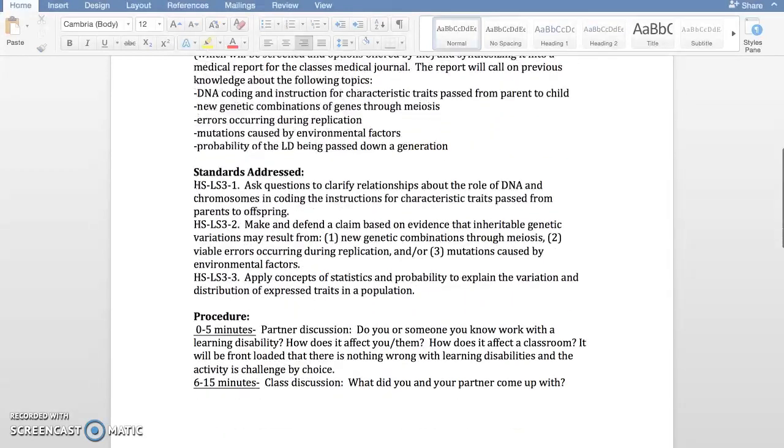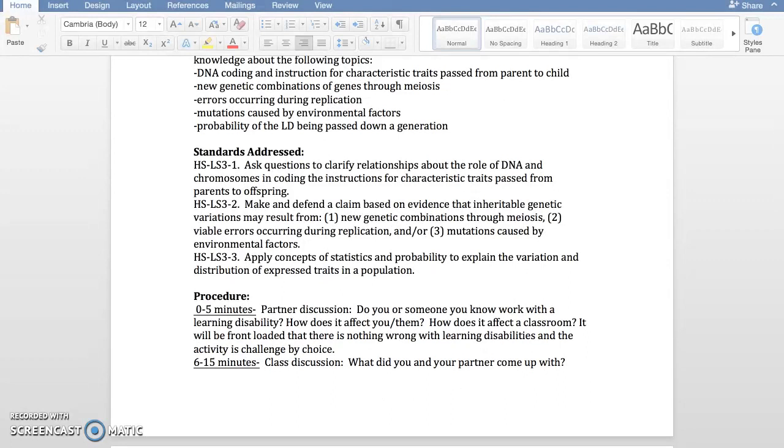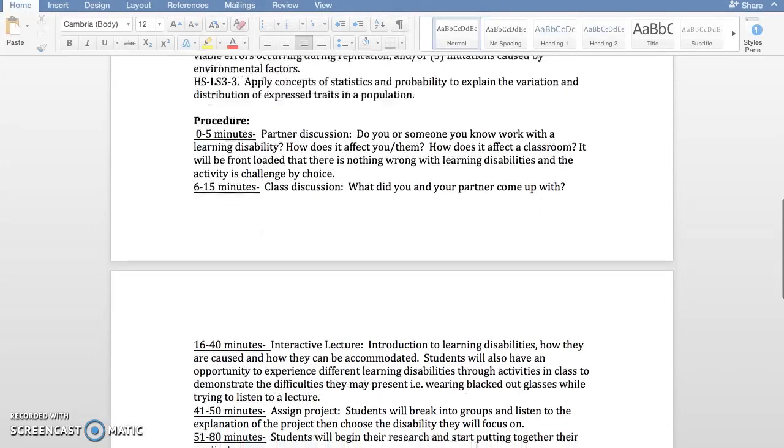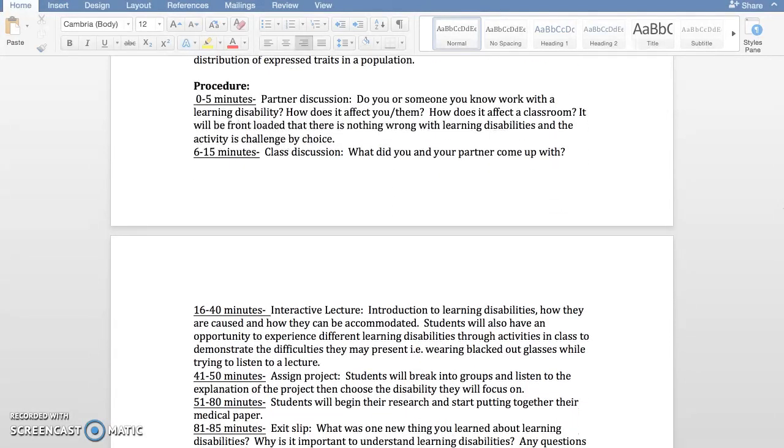So there's three standards that are being addressed. They're the three standards in the genetics unit of the Next Generation Science Standards. I'm not going to read them all to you, but my procedure will start out with a partner discussion. Students will come in, sit down, and will be posed with a couple questions. Do you or someone you know work with a learning disability? How does it affect you or them? How does it affect a classroom?